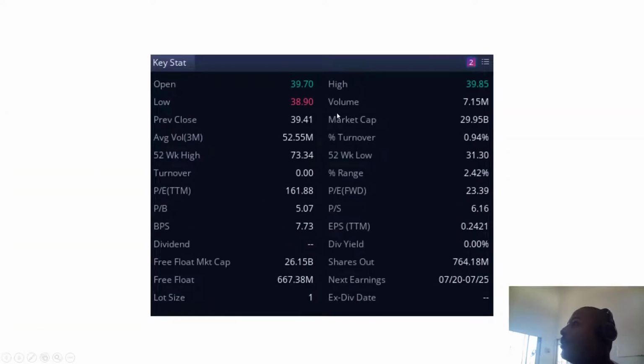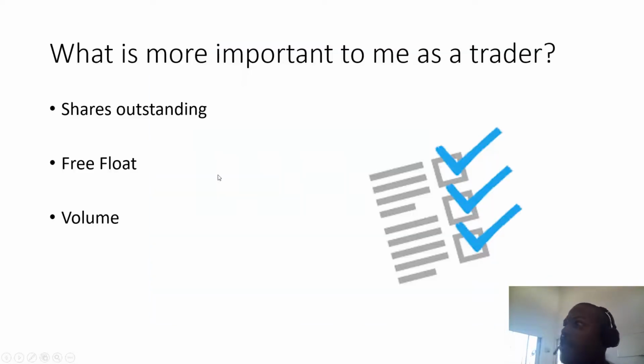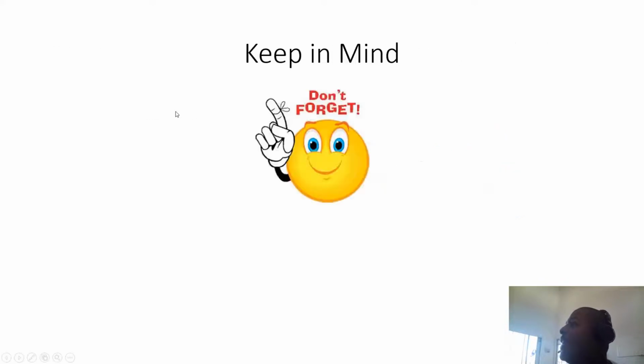I want to see more of this over this because I know that stock is active. And I'm going to show you guys a live example here in a second. All right. But yeah, those are the important things as a trader that I look for.